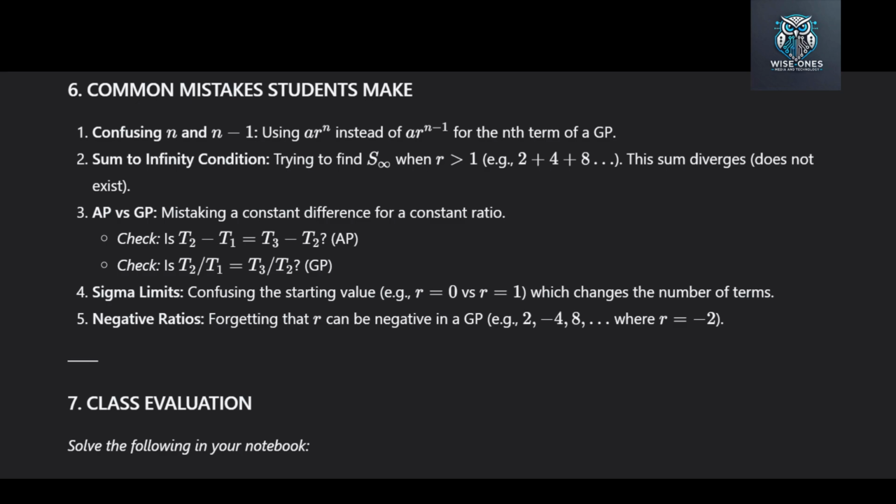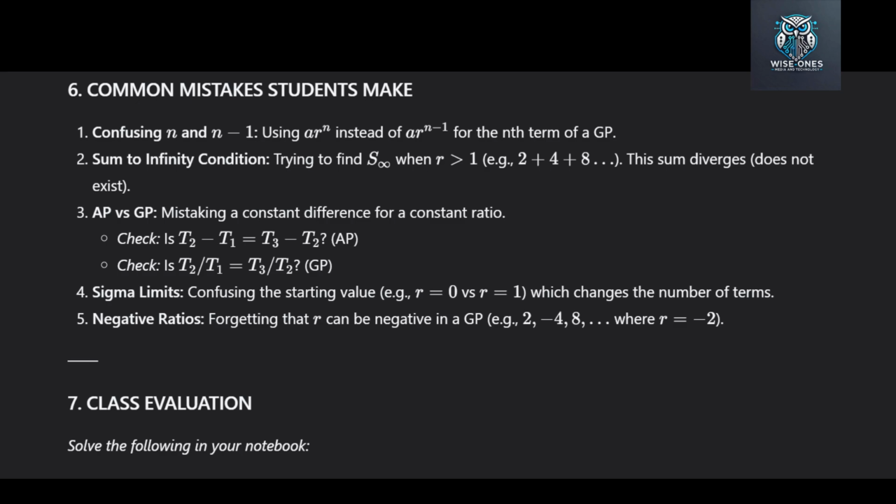Mistake number 2. Sum to infinity condition. Trying to find the sum to infinity when r is greater than 1, for example, 2 plus 4 plus 8. Correction. This sum diverges. It does not exist. Only use the formula if r is between -1 and +1.